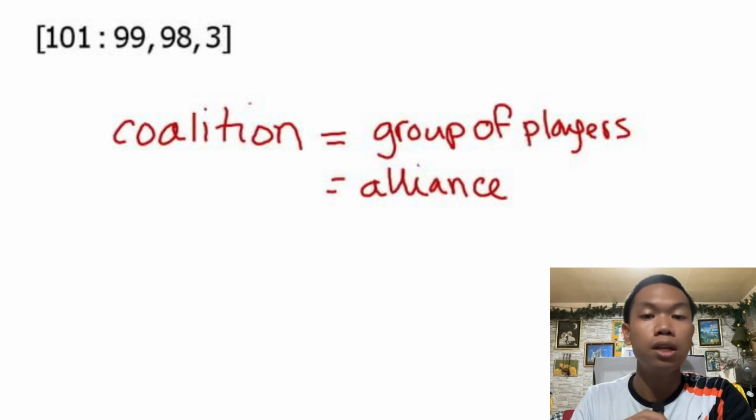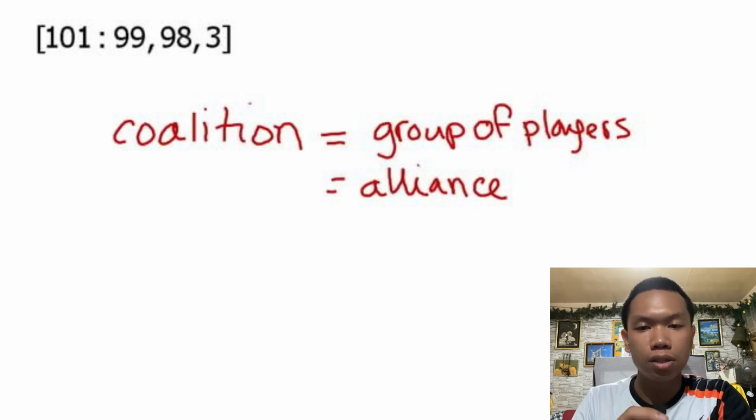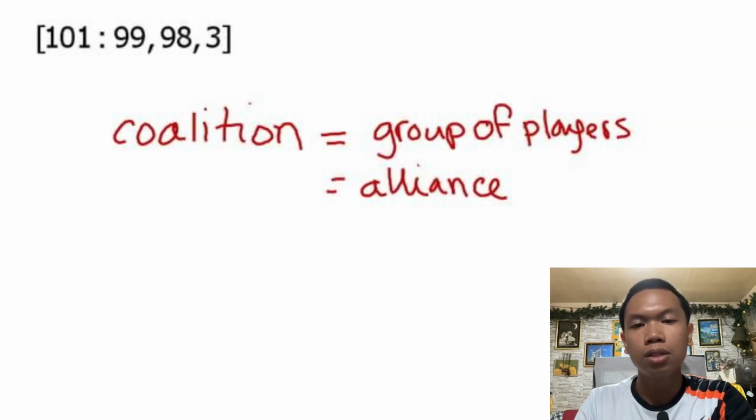Step 1, we list all possible coalitions, basically listing all combinations: player 1, 2, 3, player 1 and 2, player 1, 3, 2, 3, and player 1, 2, and 3. Step 2 is determining the winning coalitions. A winning coalition is one where the total votes are 100 or more, and the winning ones are 1 and 2, 1 and 3, 2 and 3, 1, 2, and 3.